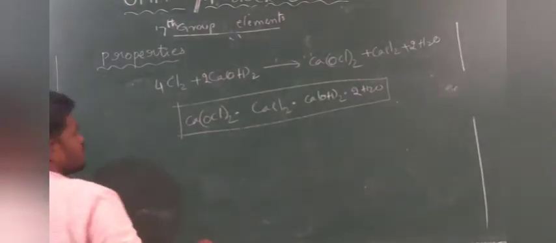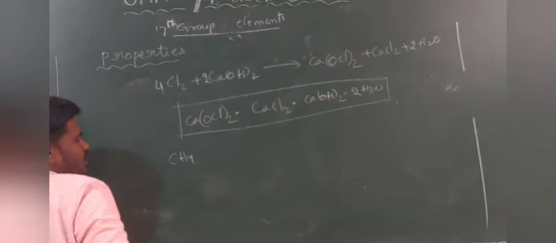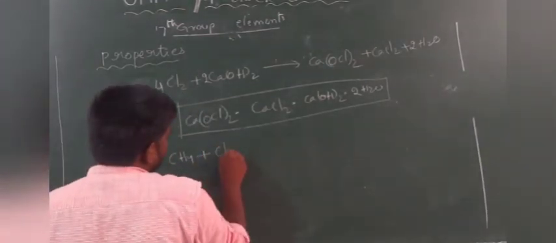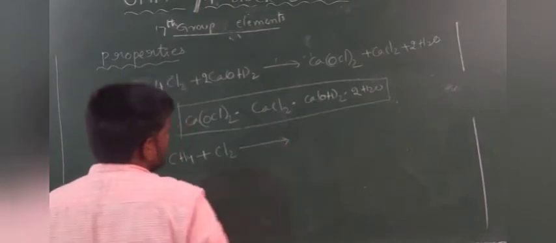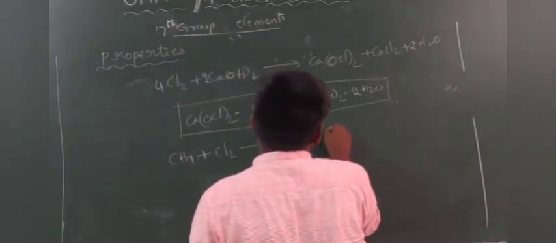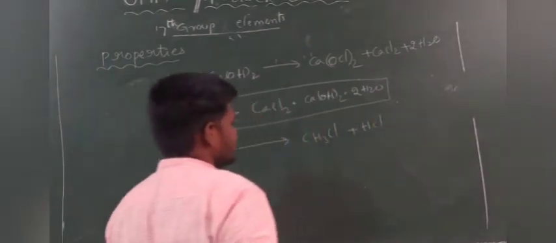And the next one, this chlorine when it is treated with hydrocarbons, we can get the respective products. For example, when alkanes like methane and the next one ethane, butane, when they are treated with chlorine, here chlorine undergoes substitution reaction and gives here CH3Cl and we can get here HCl gas.